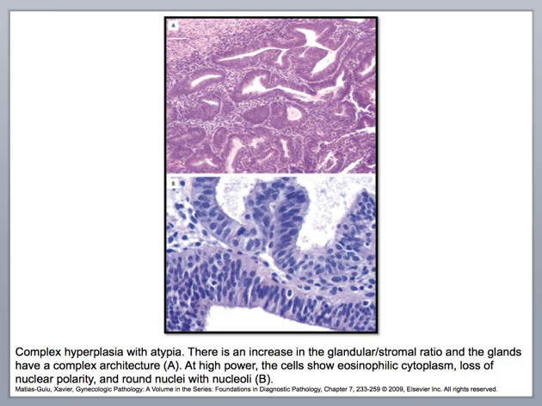Finally, in complex hyperplasia with atypia, there's an increase in the glandular to stromal ratio. Again, the same architectural complexity we saw in the previous slide, but now when we look at high power, the cells show eosinophilic cytoplasm and loss of nuclear polarity. So instead of the normal nuclei being at the abluminal or basal aspect of the glands, they are stratified throughout the entire thickness of the epithelium, and you see nuclei present at the luminal surface. They also show nuclear enlargement and round nuclei with nucleoli.